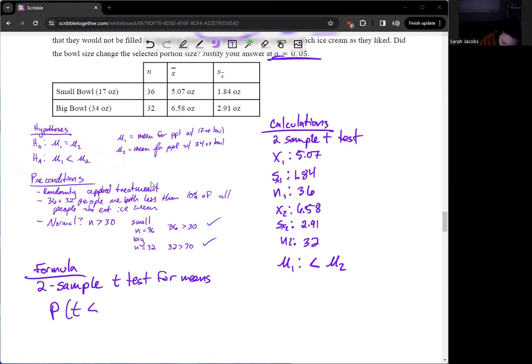And we think mu1 is less than mu2. We're not going to do this pooled. It's never wrong to not pool for AP stats. And we get a t-value of negative 2.52 and a p-value of 0.0074.